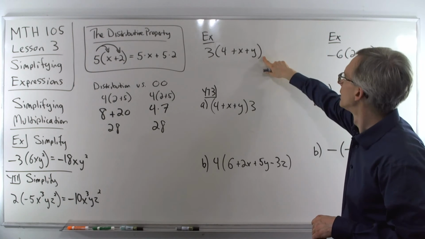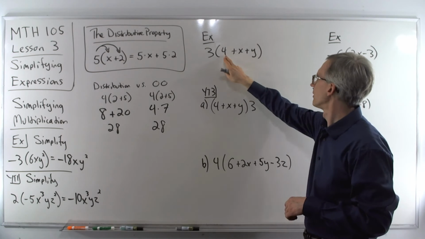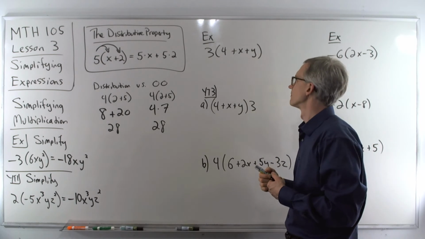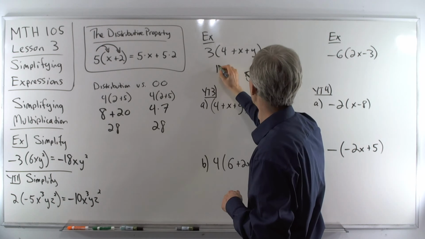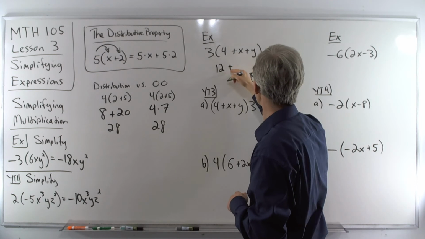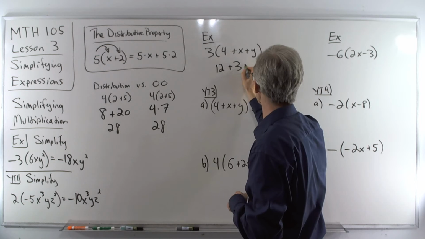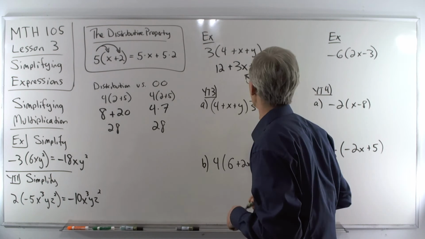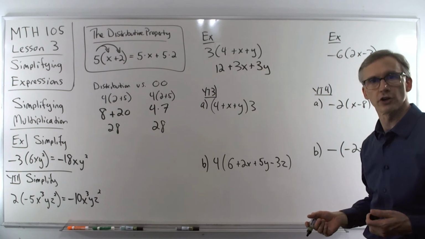Now with this one, I'm going to distribute in. We have 3 terms, so we'll do 3 multiplications. 3 times 4 is 12, keeping the plus. 3 times x is 3x, another plus. 3 times y is 3y. Your turn, number 3.